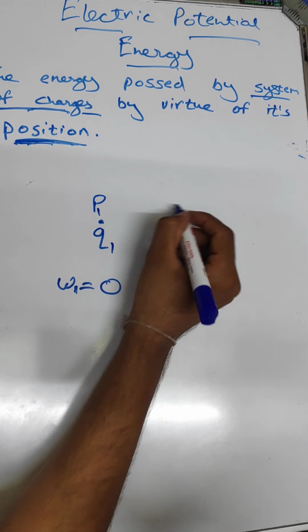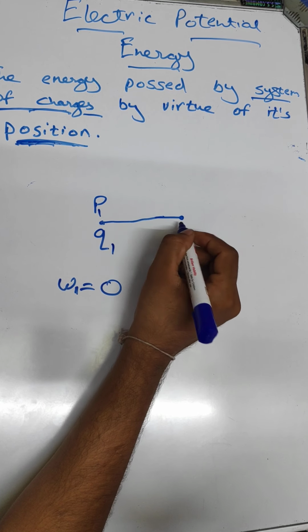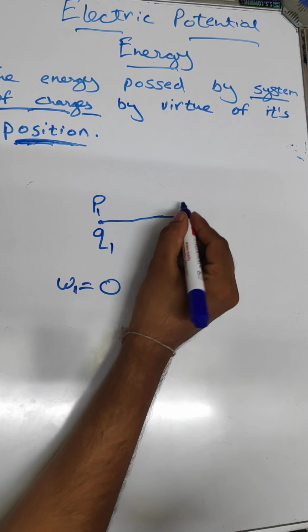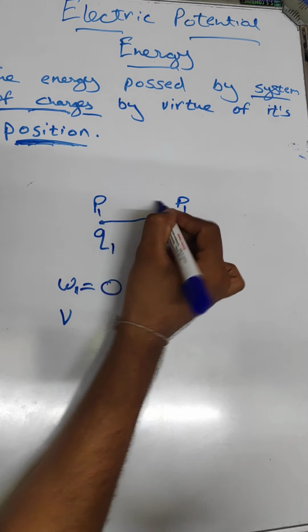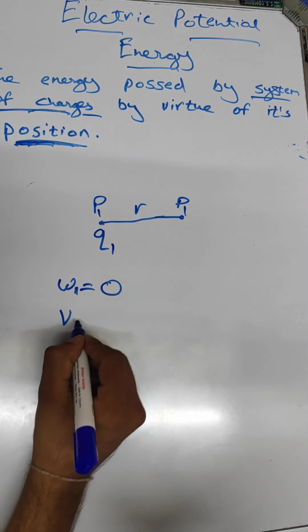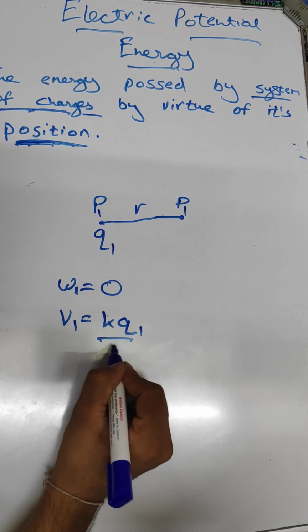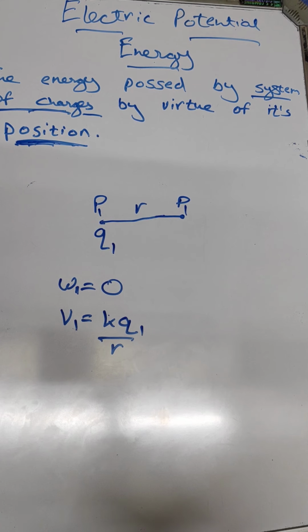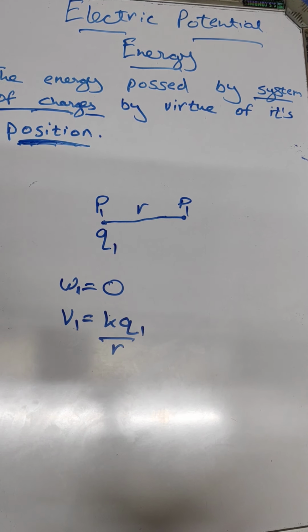Now if you want to know the potential of this charge, I am not saying potential energy, but the potential due to this charge at point P2, you have already studied it. What will be the potential at distance r? So V1 will be equal to KQ1 by r. I hope you all know this. This is the formula you have studied for the potential due to a charge.